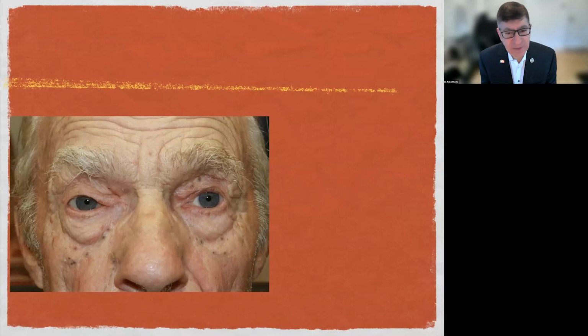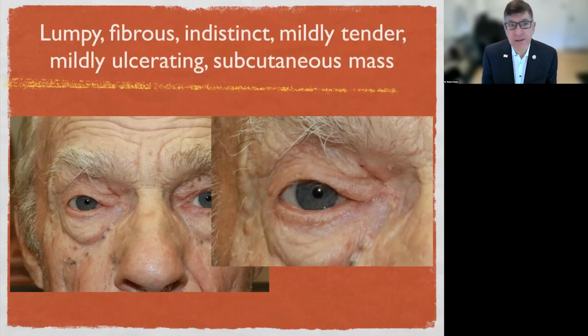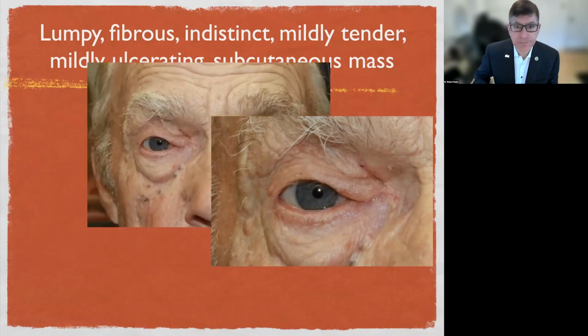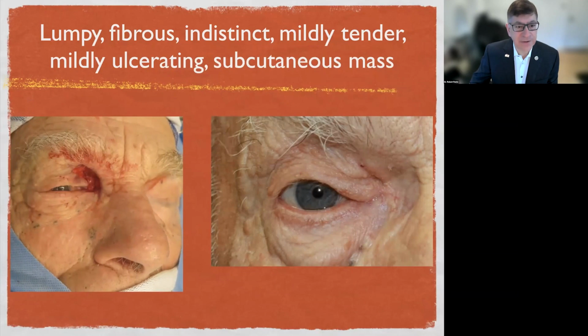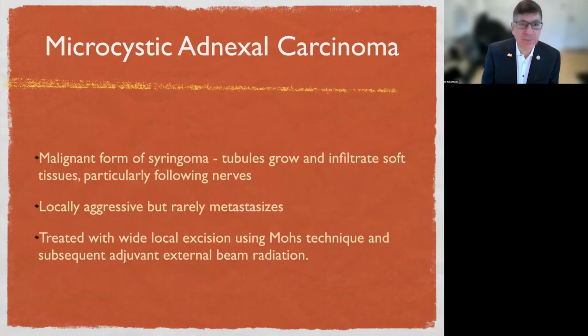How about this patient? How would you describe what you see here? Closer up view of it. You can see in the medial canthus in the upper lid that there is some disturbance. I described this as a lumpy, fibrous, indistinct, mildly tender, which you wouldn't know from looking at it, mildly ulcerating subcutaneous mass. Here it is after excision. So this is microcystic adnexal carcinoma.